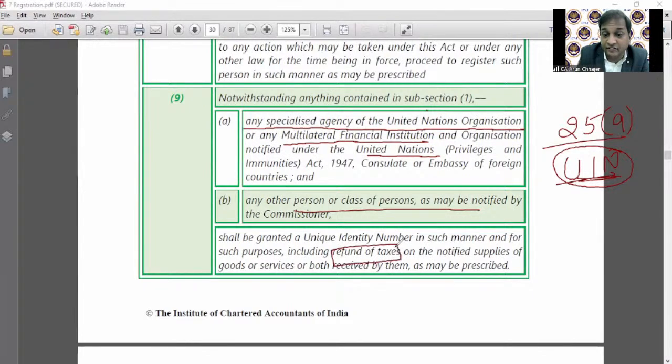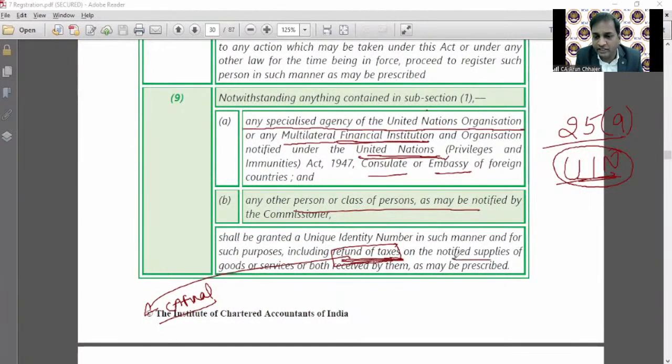The main purpose is the refund of taxes, but the refund of taxes is covered in CA Final, not right now, not in this Inter level. But if you think why these United Nations Organization, multilateral financial institutions, consulates, foreign embassies will take the registration, the main purpose is the refund of the taxes on the notified supply of goods or services as may be prescribed.